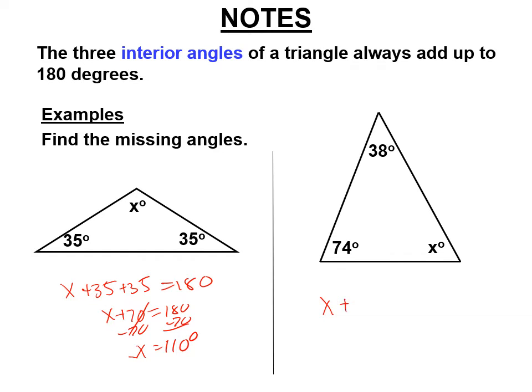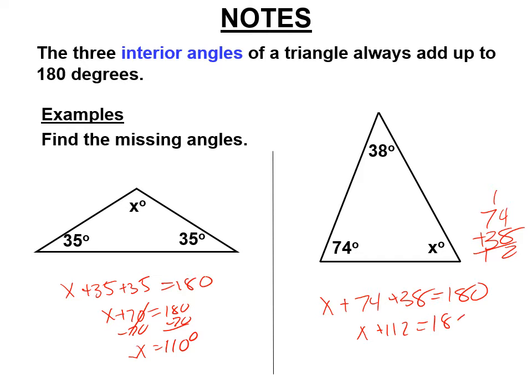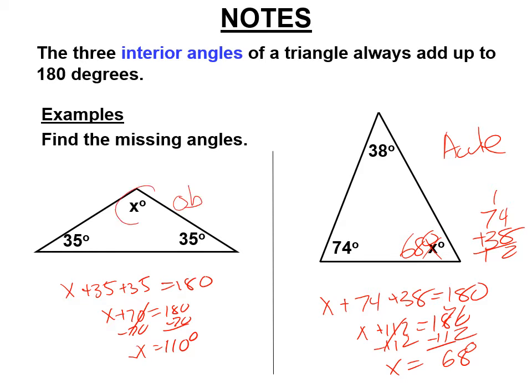So we have x plus 74 plus 38 has to add up to 180. We combine our like terms, 74 plus 38. What is that? 112. So x plus 112 equals 180. We subtract 112 from both sides, and we get an 8 and a 6. I'm getting 68 degrees for this one. So this one was acute. All 3 angles were less than 90. This one was obtuse because we had an angle more than 90 degrees there.